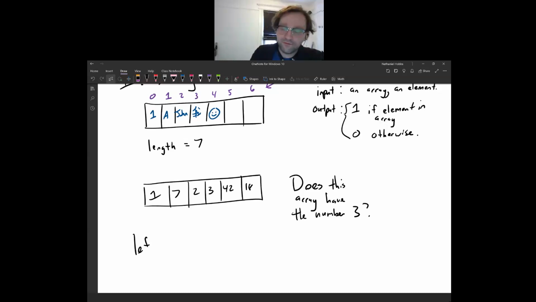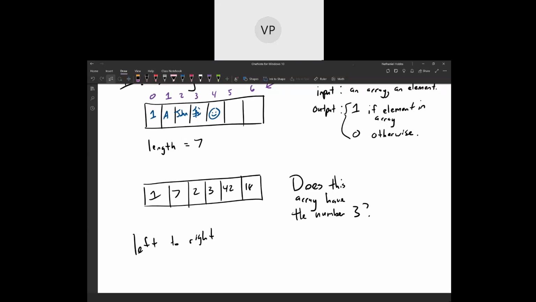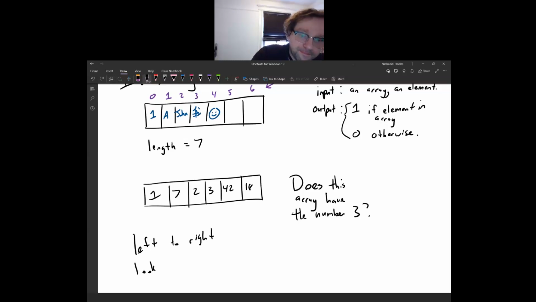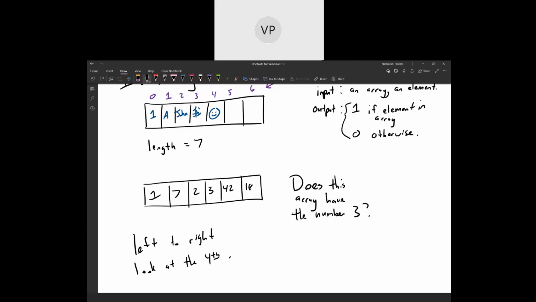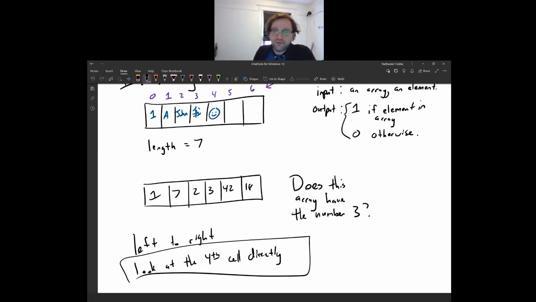So I was just going to say we would look at the fourth cell directly. Why the fourth cell directly? So we could see the number 3. Yeah, this doesn't work, because if you wanted to find the number 19, you go and look at the fourth cell and the number 19 isn't there. So what do you do next?